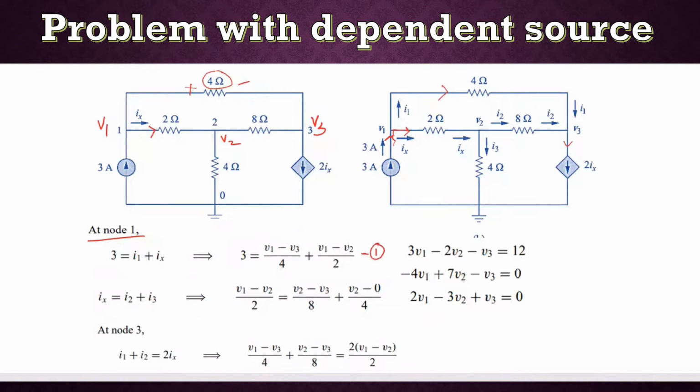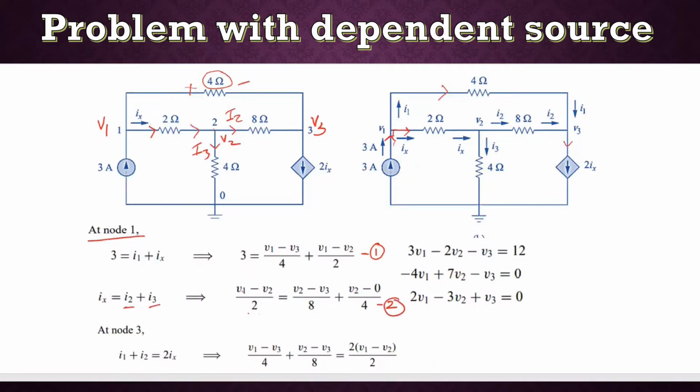Okay, next at node 2, Ix is divided into I2 plus I3. So Ix is coming like this, and it is divided into I2 and I3. Then Ix is nothing but V1 minus V2 by 2, which is equal to I2, that is V2 minus V3 by 8, plus I3, which is V2 minus 0 by 4. So this is your equation number 2.